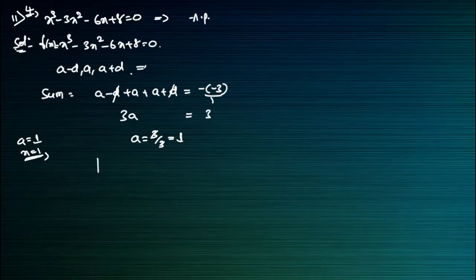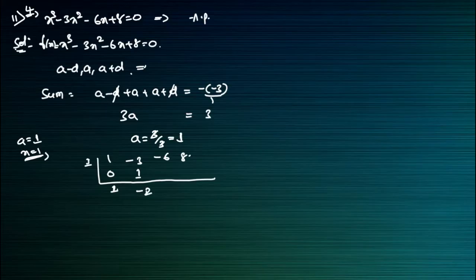So we can use this method now. 1 minus 3 minus 6 and 8. I will take 1 here, so 0 will come. So it will become 1, 1, 1. Here 1 times minus 2 gives minus 2, so it will become minus 8. Then 8 and minus 8 will become 0 here.